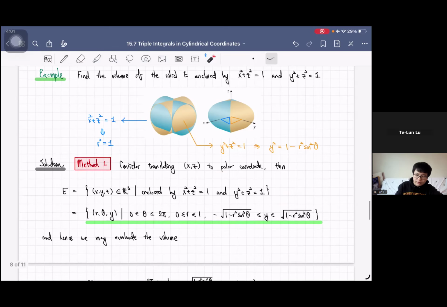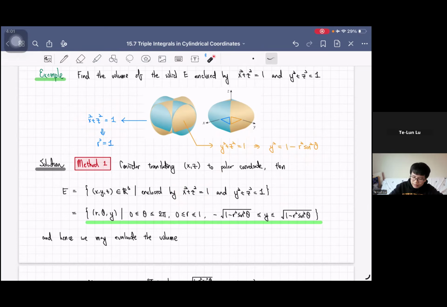So r now is the radius of x and z in terms of the polar coordinate. So we see that the blue curve now becomes r squared equals 1. And the yellow curve is y squared equals 1 minus z squared, which is 1 minus r squared sine squared theta.